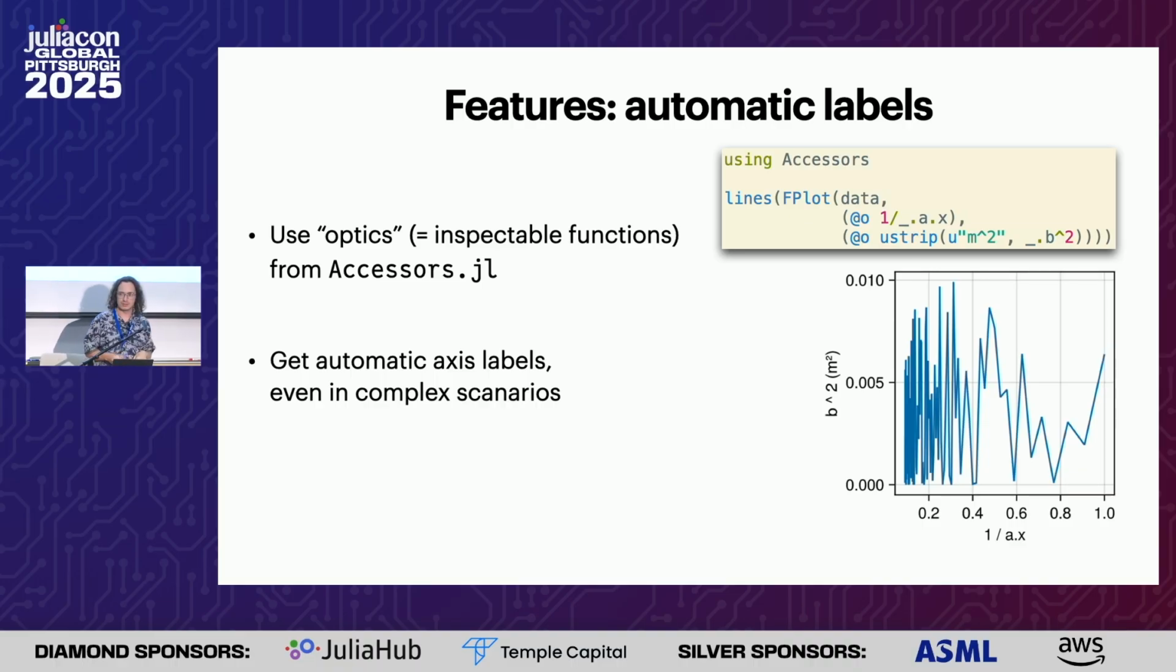They are not limited to individual table columns. You see that if you have an inverse of a column, it shows as an inverse. You can have units, any functions really. And this works even in pretty complex scenarios as I show here, and with all Makie recipes.